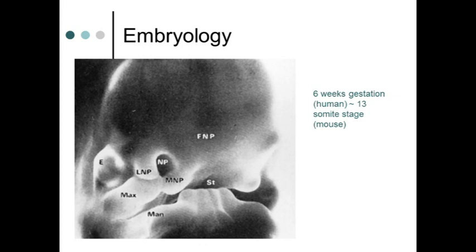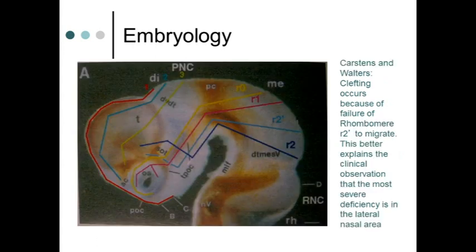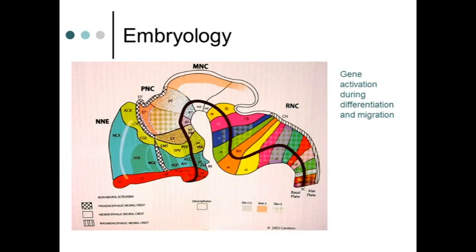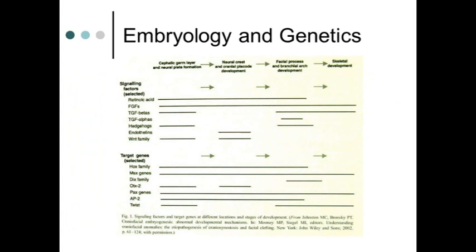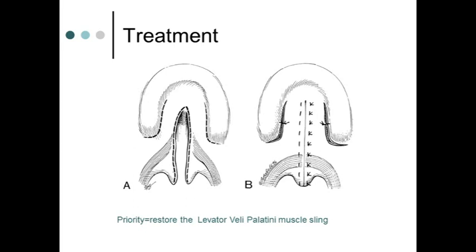It happens between 6 weeks gestation and almost 9 weeks. This is the embryology. Proposed migration, as we can see here. The embryology and the genetics.